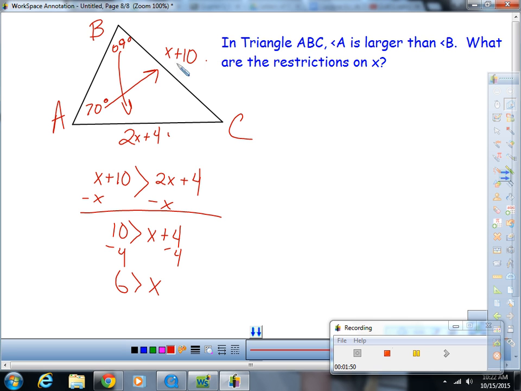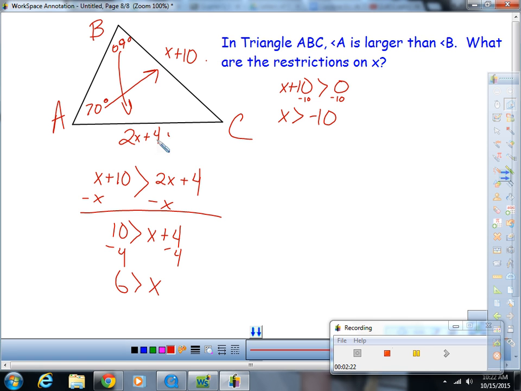So I know that x plus 10 has to be positive, right? It's a side. So that means x has to be bigger than negative 10. If I subtract 10 from both sides, I get x is bigger than negative 10. Well, that means that negative 9 should work. If I put in a negative 9 here, I get negative 9 plus 10 is 1. 1 is positive. 1 works. If I put in a negative 9 here, I get a negative 18 plus 4. Hold on. That doesn't work.